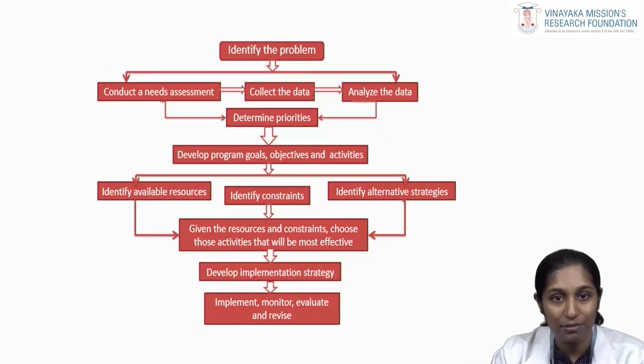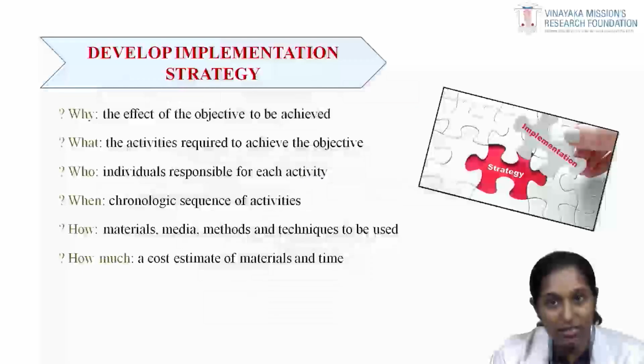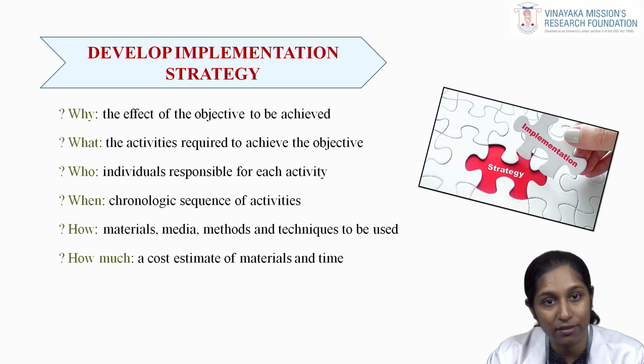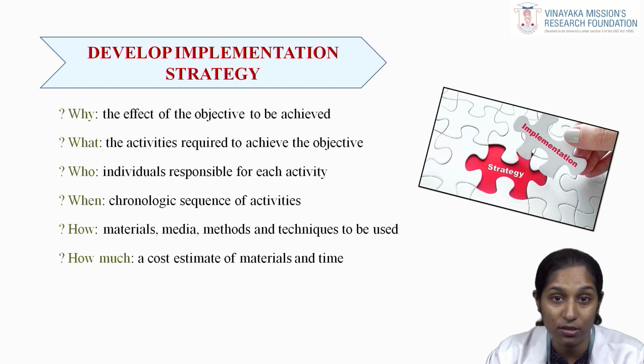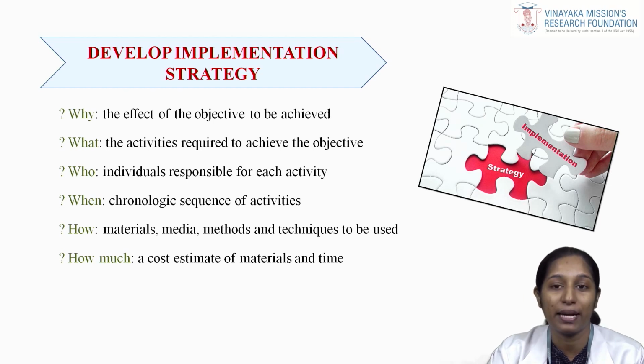After finishing all these steps, next is development of an implementation strategy. An implementation strategy for each activity is complete when certain questions have been answered, as you can see: why, what, who, when, how much, and so on. So the planner has to be clear on what the activities required are, what the effect of the program is, who is responsible for each activity, what the sequence of activities will be, how the resources and techniques will be used, and how much it will cost altogether. All these points should be clear while developing an implementation strategy.